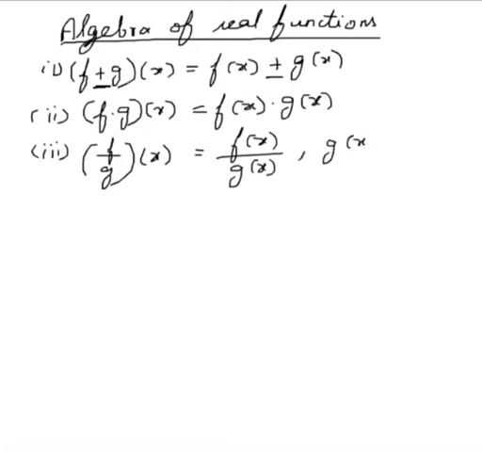And we have a condition here, g of x should not become 0. And we can multiply a function by a scalar quantity, alpha into f of x. Alpha is a constant, so it can be written as alpha times f of x.